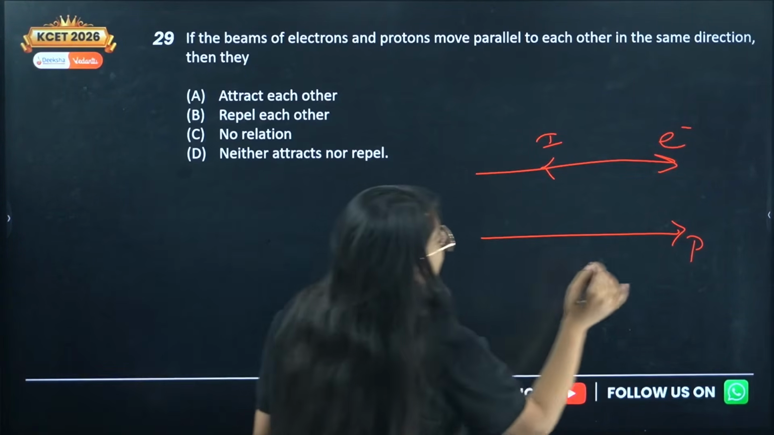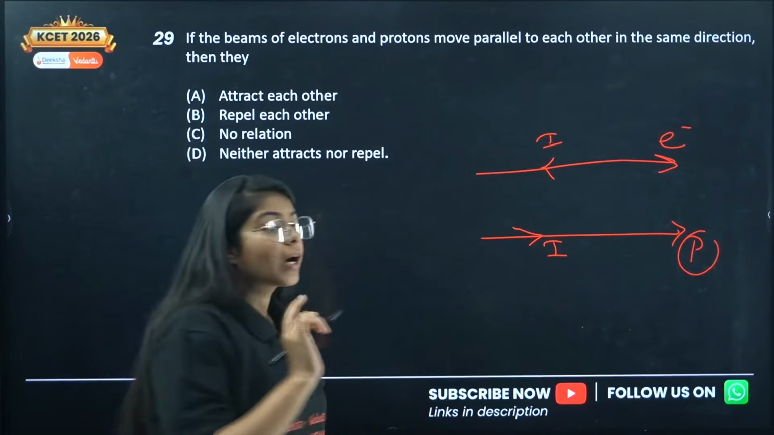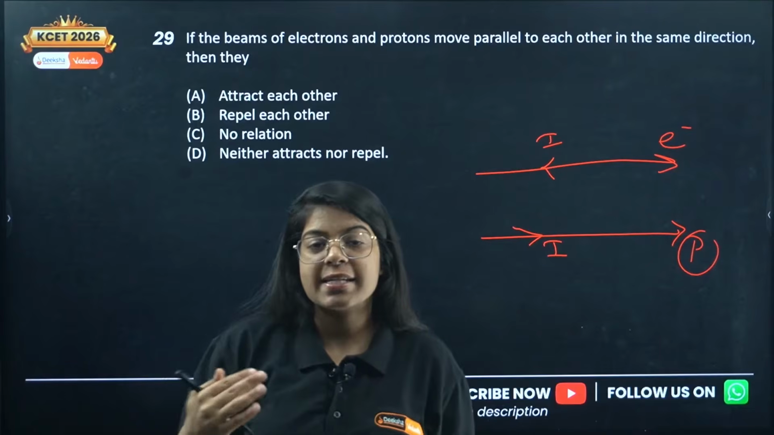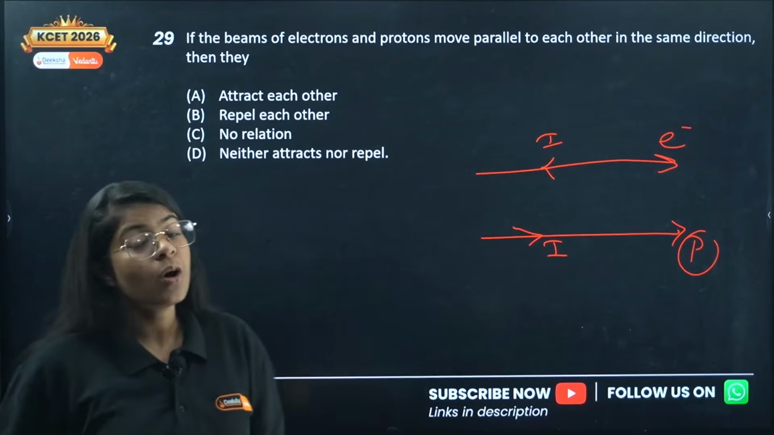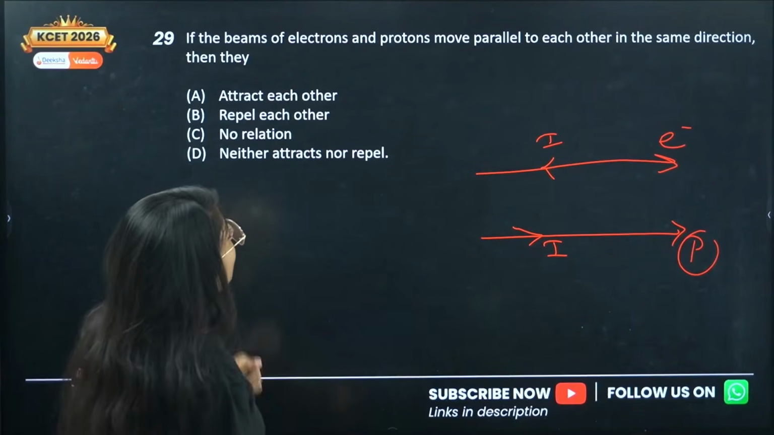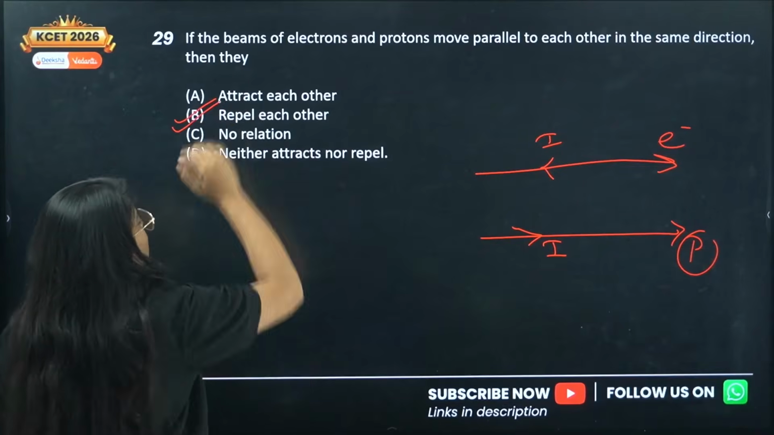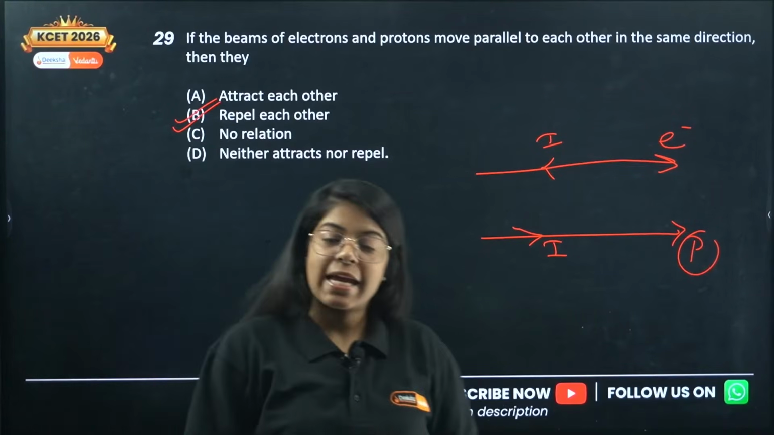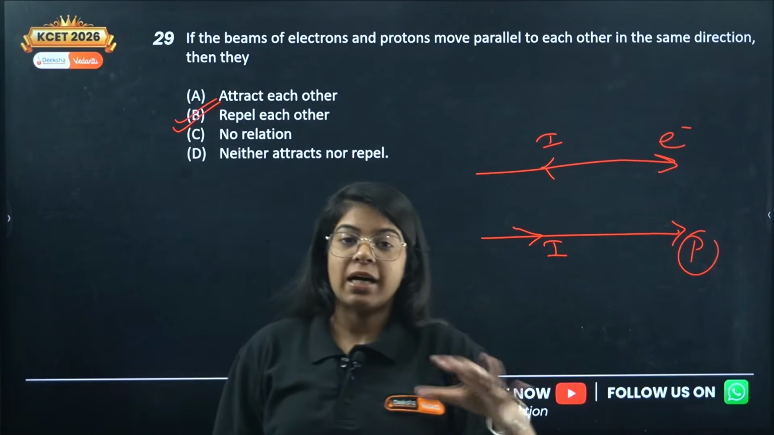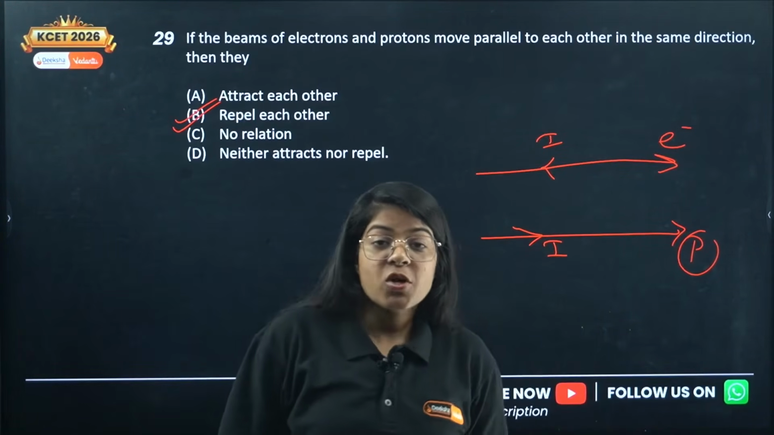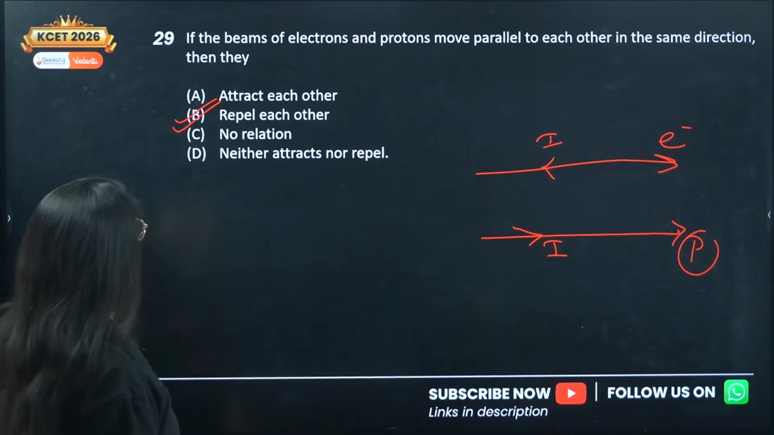Correct? But in case of proton, the current will move in the same direction. So current in these two beams is in opposite direction, and we know when current is in opposite direction, these two wires will repel each other. If current was in the same direction, they would attract each other, but since the current is in opposite direction, both these wires will repel each other.